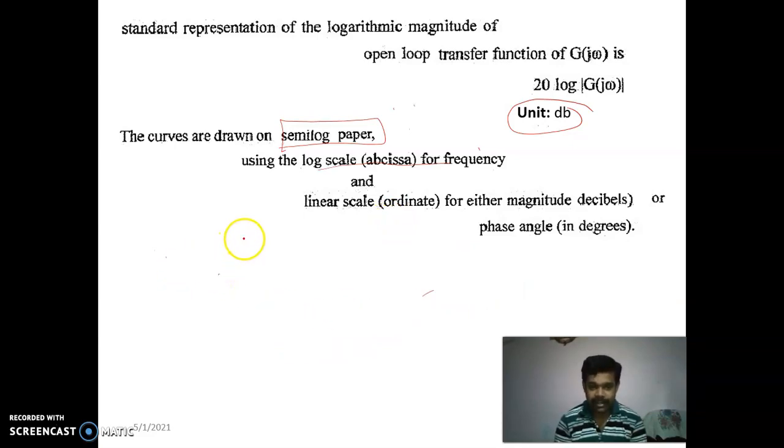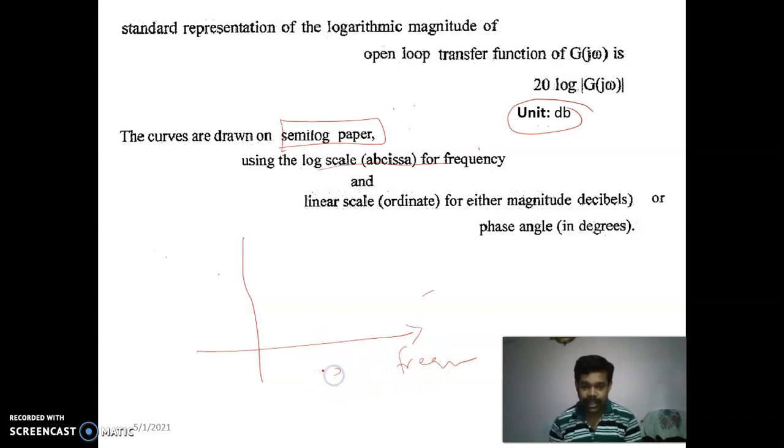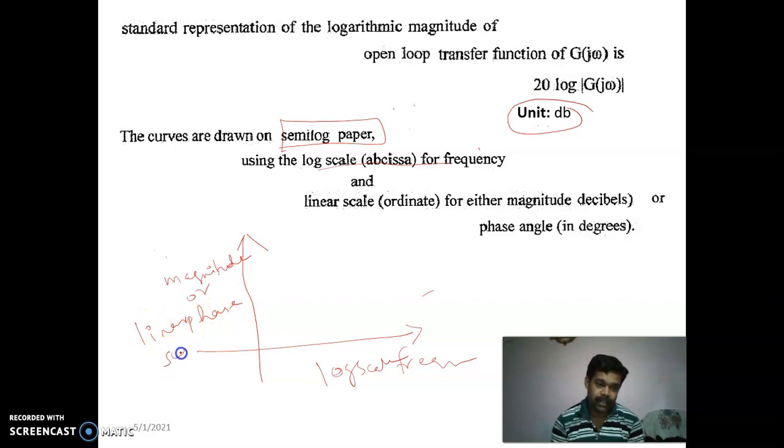Actually, we will be drawing it in semi-log. The x-axis is frequency, that is a logarithmic scale. In the y-axis you will be representing the magnitude or phase. This scale is a linear scale. So the x-axis is log scale and the y-axis is linear scale.